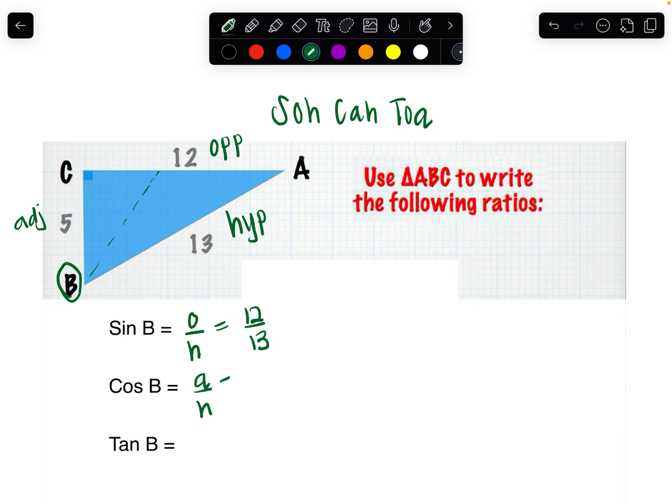So again, sine is opposite over hypotenuse, which is 12 over 13. Cosine is adjacent over hypotenuse, which is 5 over 13. And tangent is opposite over adjacent, which is 12 over 5. And we'll leave that as an improper fraction, meaning don't turn that into 2 2/5. We would prefer it to stay as a fraction, but a simplified fraction, and all of these are simplified.